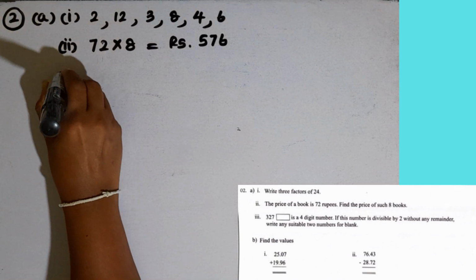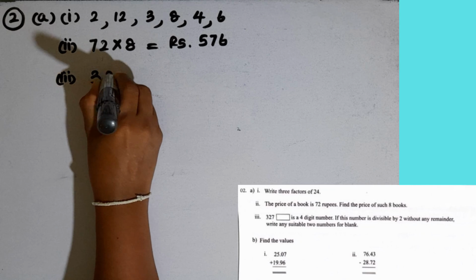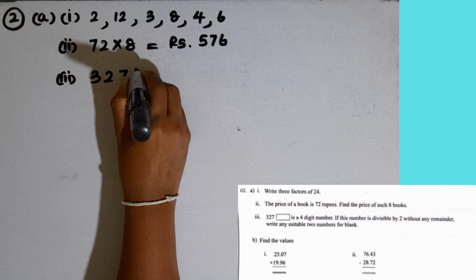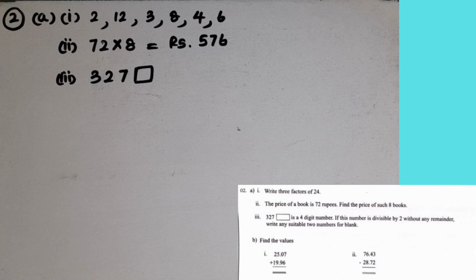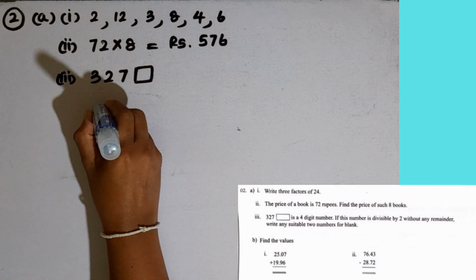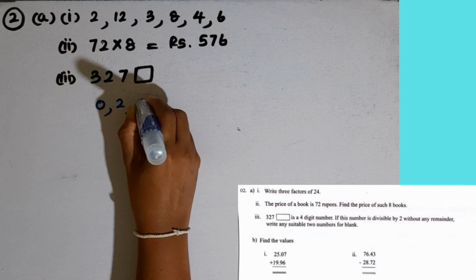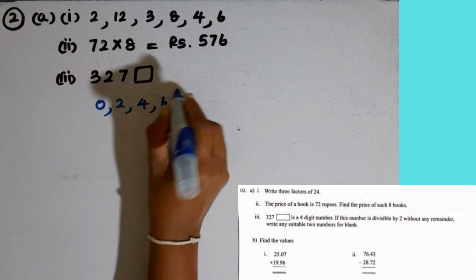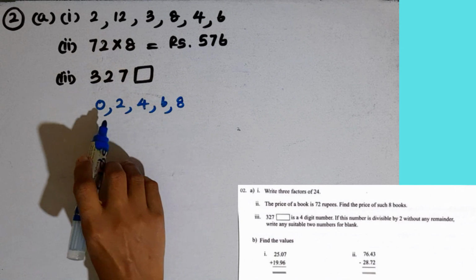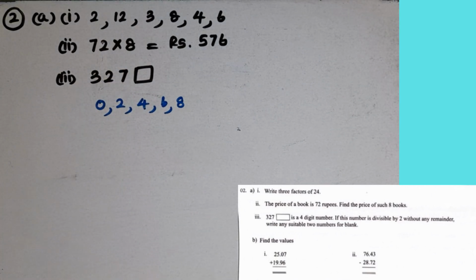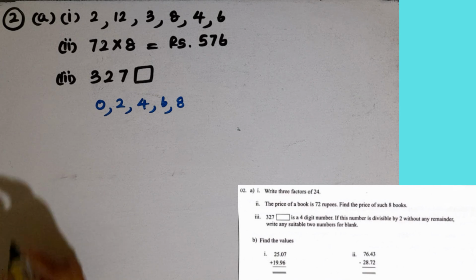Then part 3, we are given this number with a blank in the last digit. It is a 4-digit number. If this number is divisible by 2 without any remainder, write any suitable 2 numbers for the blank. If it is divisible by 2 without a remainder, the last digit can be 0, 2, 4, 6 or 8. You can write any 2 numbers of this.